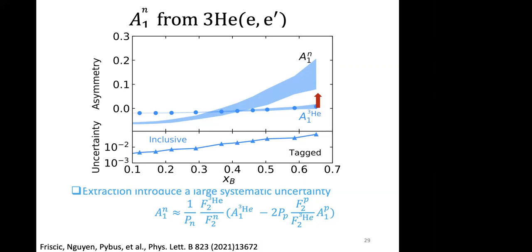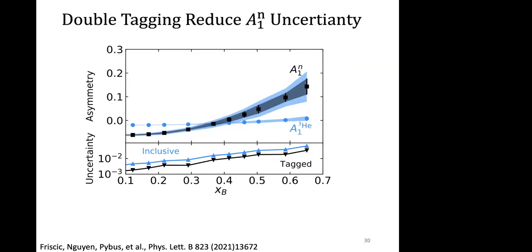Even though this is still a very simple extraction formula, it means we do not even include all of the nuclear effects. So in reality, we have many other nuclear effects, like off-shell effects, in the extraction. This error band will be even bigger than this. So now I will put this error band in comparison with the A1N.